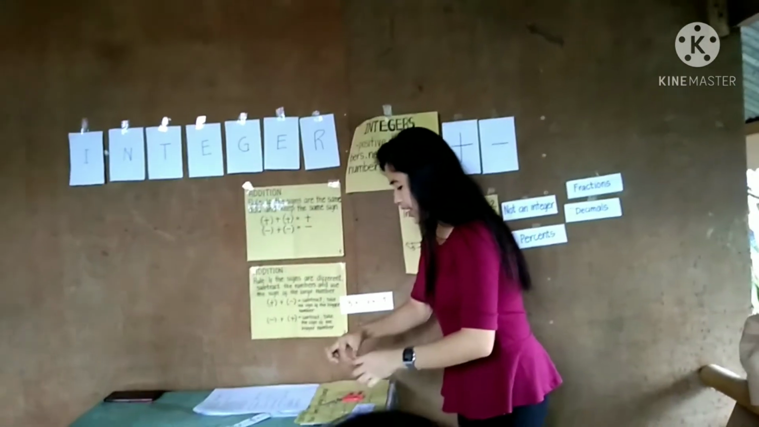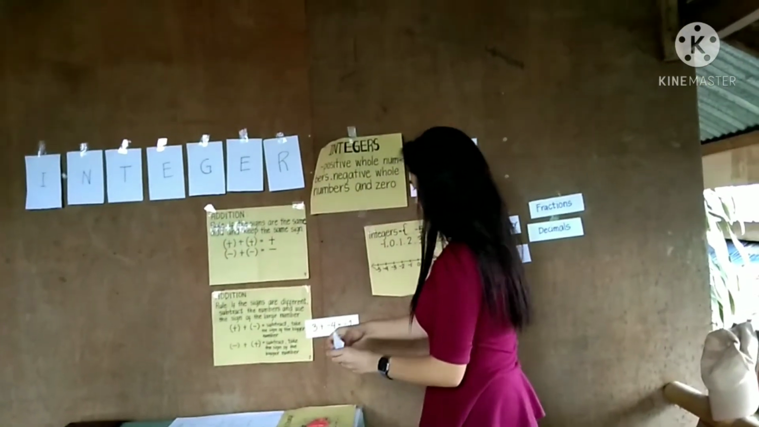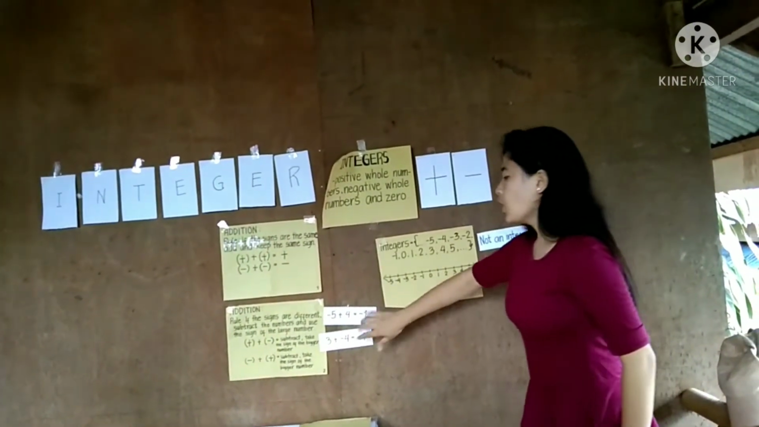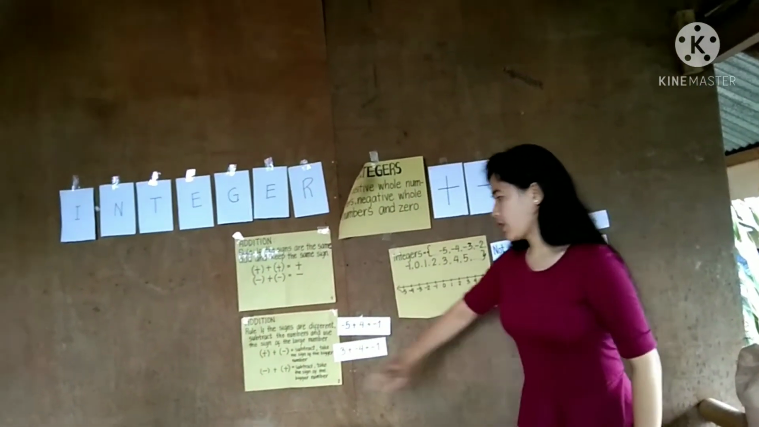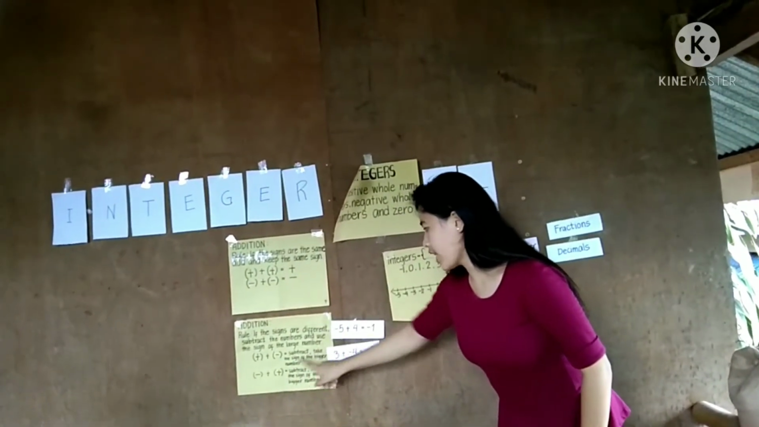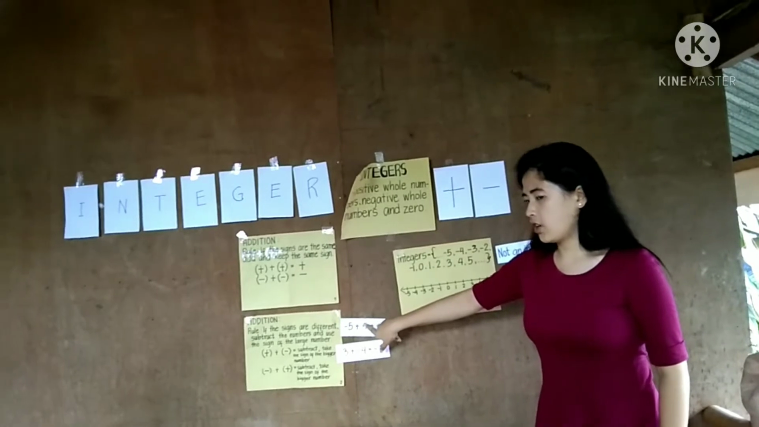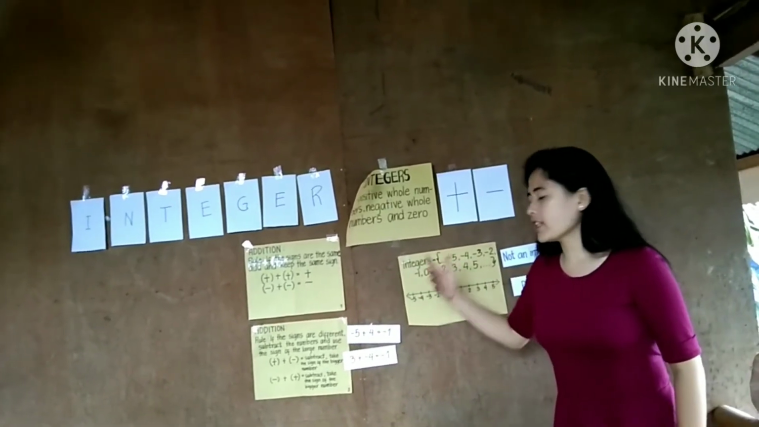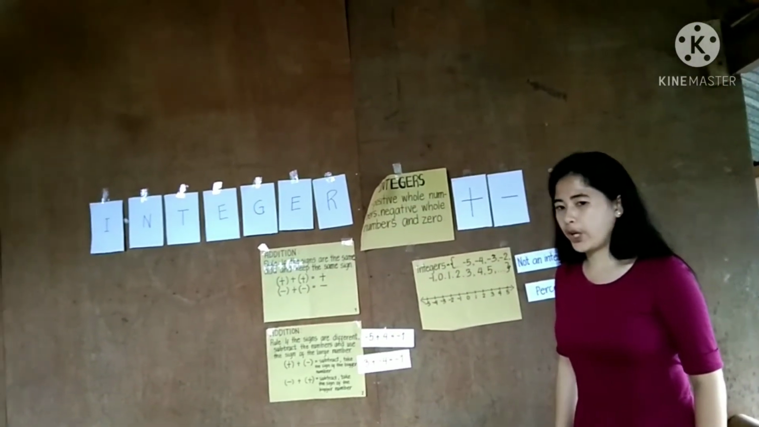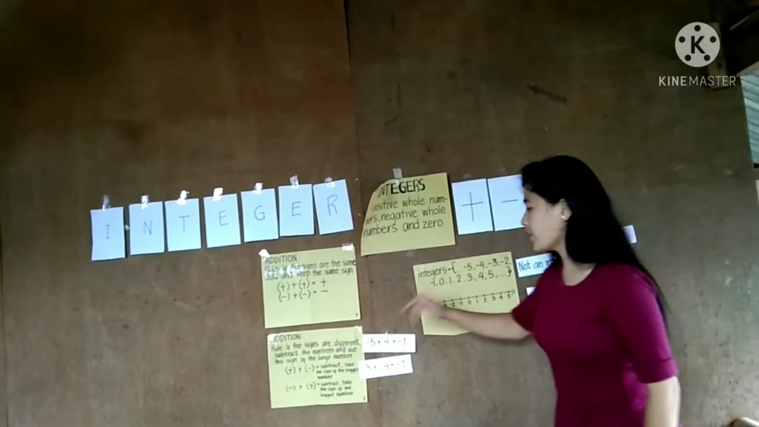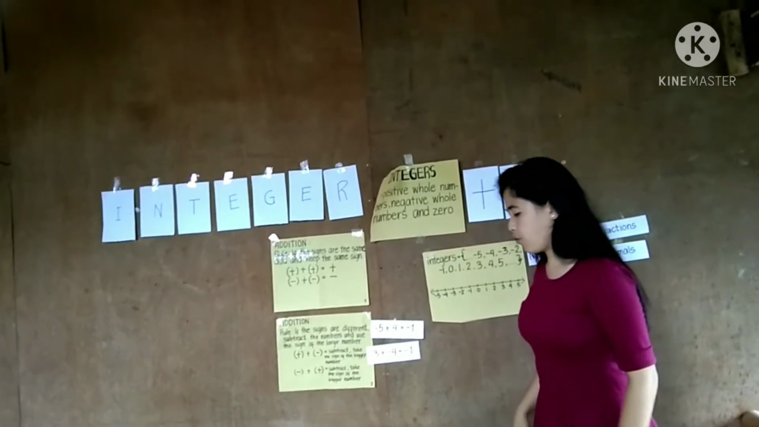Another. How about negative 5 plus 4? So, isubtract nimo first. Subtract, then take the sign of the bigger number. 5 minus 4? 1. Unsay sign nga naay bigger number? Negative or ang 5? Negative 5. So, the answer is negative 1.